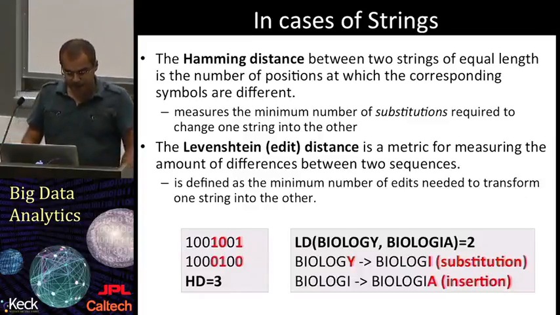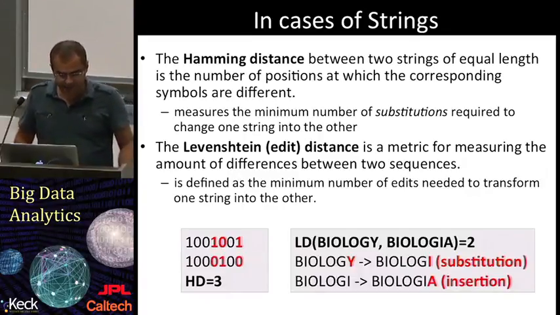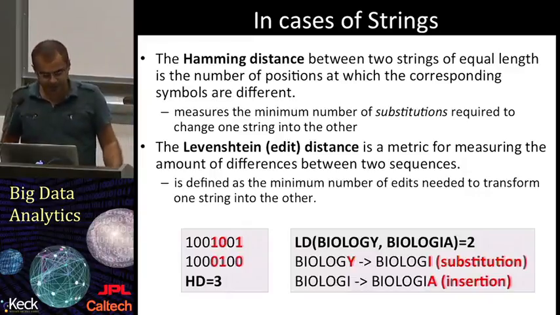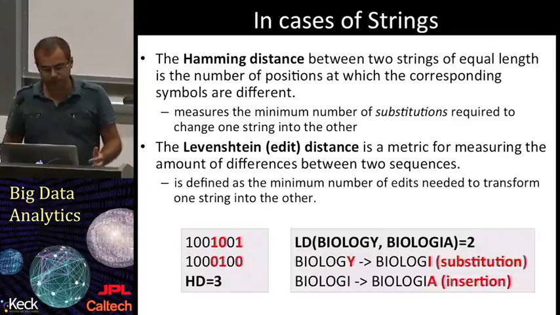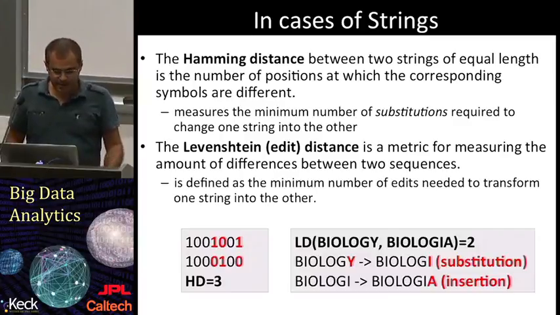Now, there are many variations of the edit distance, and one of the most used is the Levenshtein distance, which is named after a Russian computer scientist and allows insertion, deletion, and substitution. Other variants allow only insertion and deletion.